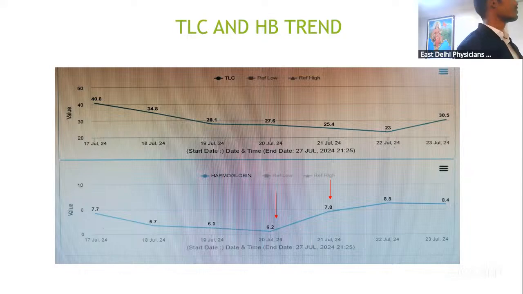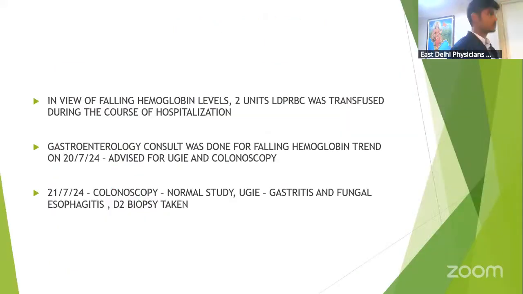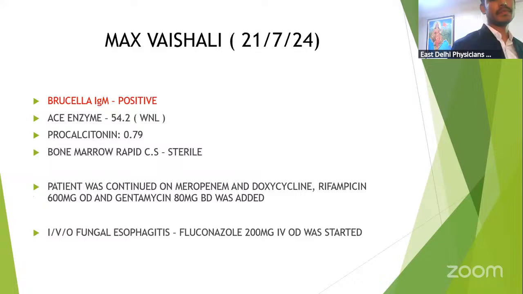The TLC pattern was persistently high, and there was also a hemoglobin pattern. We also sent Brucella, and the Brucella report came out later on. The patient had some fall in hemoglobin also, and we tested for occult blood. After the third day, the Brucella report came.